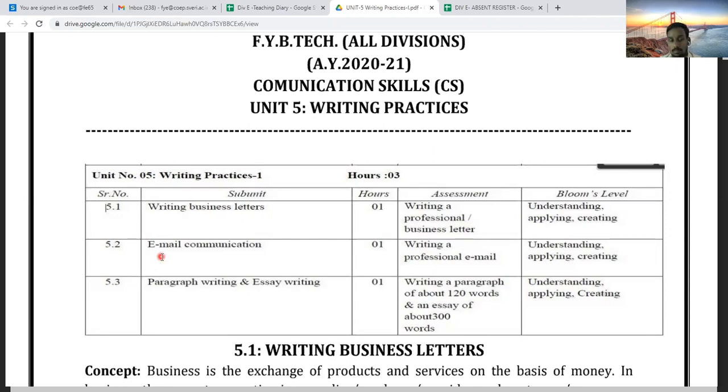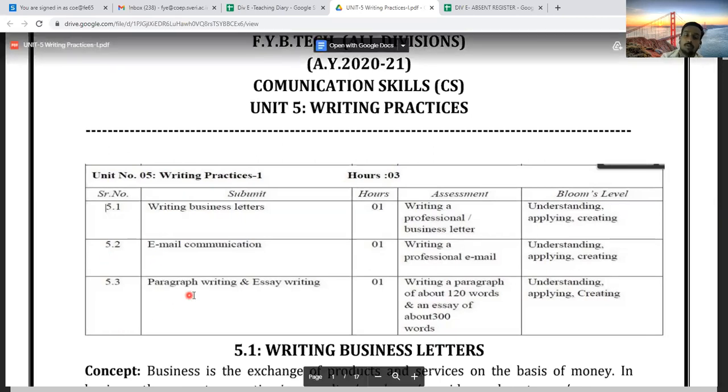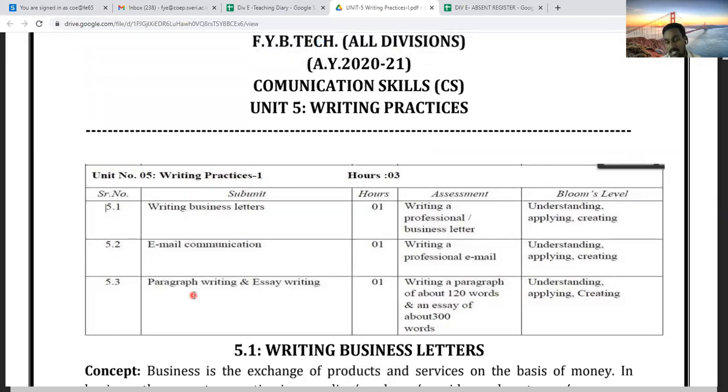Then the last one, 5.3, in this we are going to talk about paragraph writing and essay writing. In paragraph writing, you are expected to develop on a given topic a minimum of maybe 120 words or 300 words, and what steps you are expected to take while writing paragraphs, etc. All that we will talk about. Okay, so let's begin with this content.